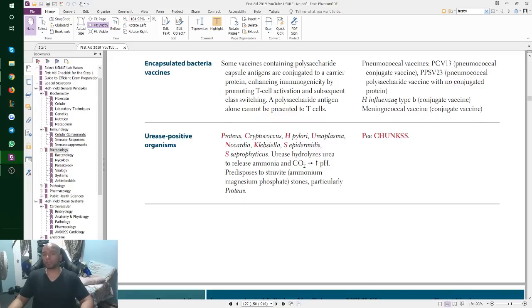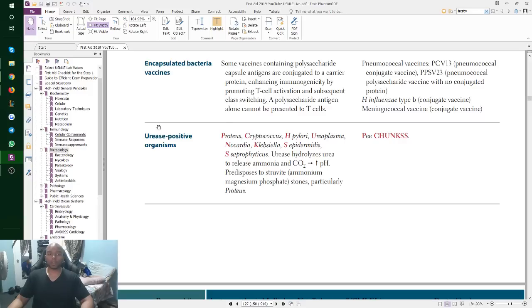The other two are your H. influenzae type B, which has a conjugate vaccine, and your meningococcal vaccine, which is also a conjugate vaccine. They are conjugated with the protein. So of all of them, the only one that doesn't have a conjugated protein is your PPSV23. Some vaccines containing polysaccharide capsule antigens are conjugated to a carrier protein, enhancing immunogenicity by promoting T cell activation and subsequent class switching. A polysaccharide antigen alone cannot be presented to T cells. Right? So that's a weaker immunogenic response.